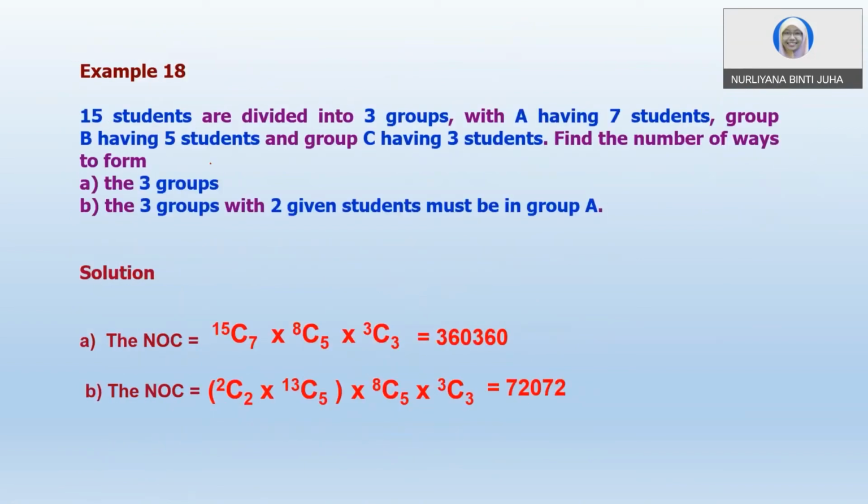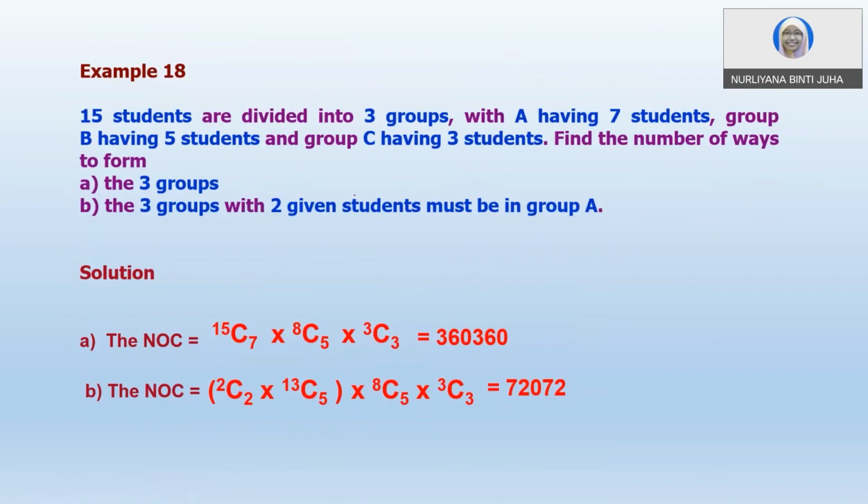Example 18, 15 students are divided into 3 groups, with group A having 7 students, Group B having 5 students, and Group C having 3 students. Find the number of ways to form 3 groups. Untuk buat 3 groups, kita ada 15 students, and these 15 students are divided into 3 groups. Ada 15 orang, tapi kita bagikan kepada 3 kumpulan. Okay, so how many ways kita boleh buat 3 groups ni?